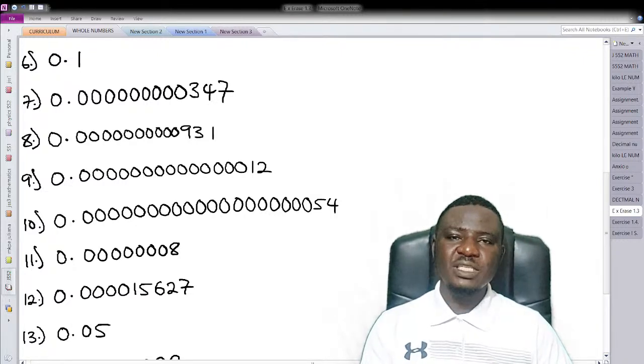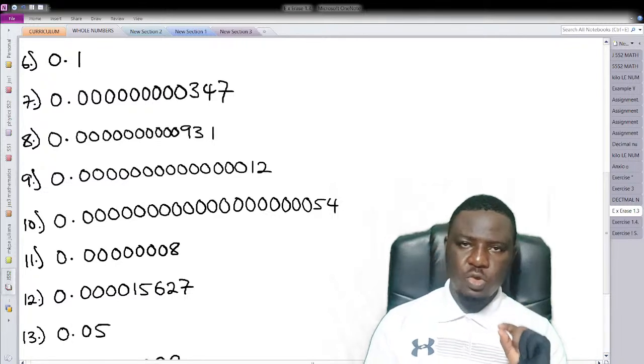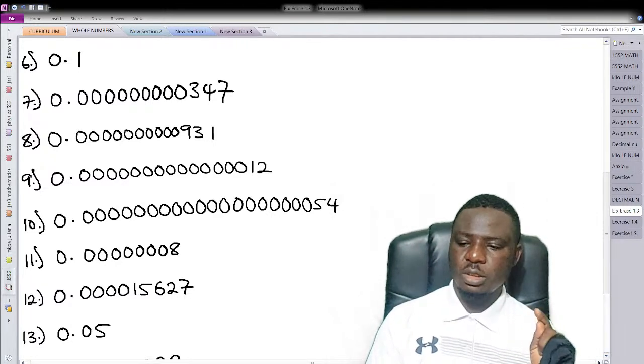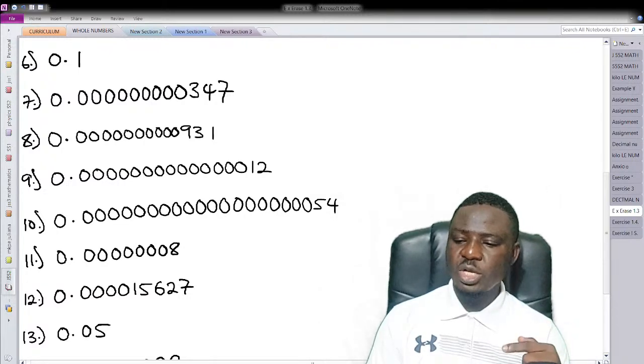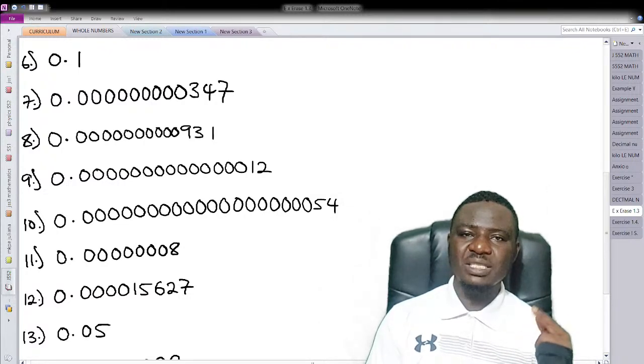And if you want to be part of this class, you are to solve the exercises on the board. Use the comment section to give your answers. The question is for you to express the following decimal numbers in standard form.